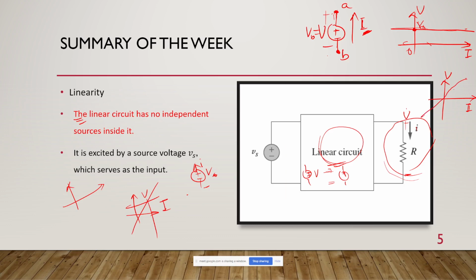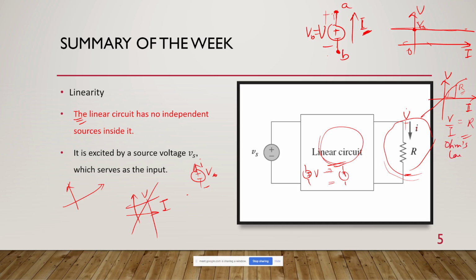And what will be this slope? It will be R, right? Its slope is V by I, and it is always equal to R. Ohm's law, isn't it?